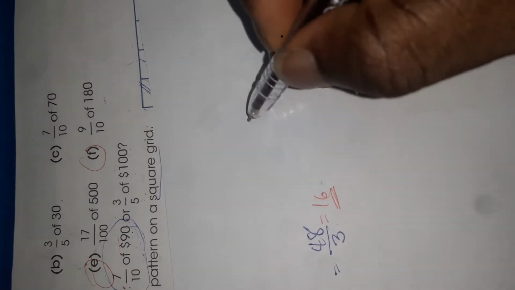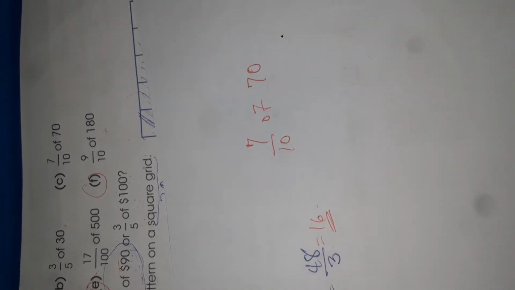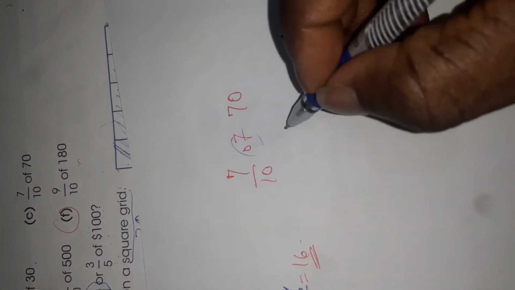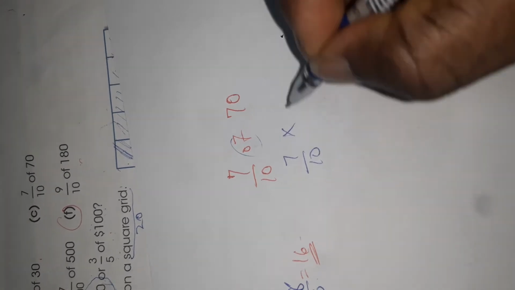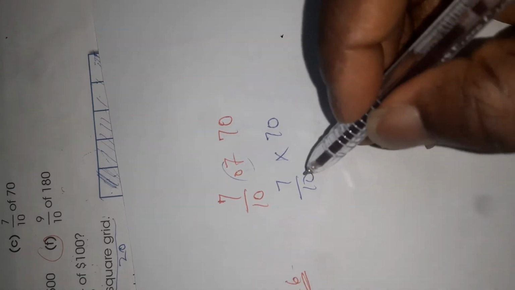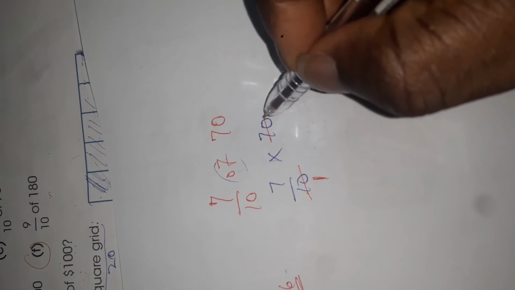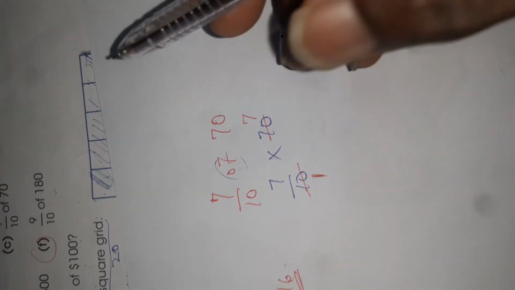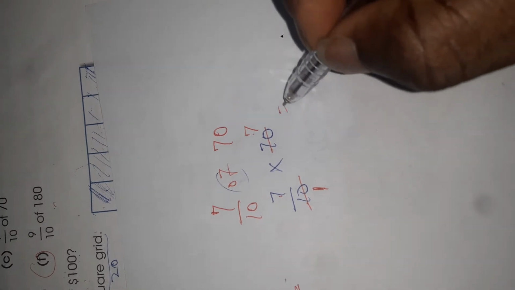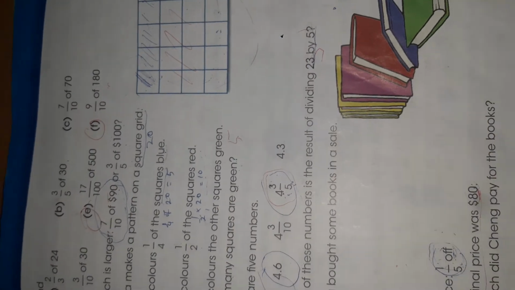Okay, now let me do this question. Question C. 7 out of 10 of 70. 7 over 10 of 70. Now you change this to what? Multiplication. So I have 7 over 10 multiplied by what? 70. Oh, this is so simple. Now I can say 10 can divide itself 1 time and 10 can divide 70 how many times? 7 times. So 7 multiplied by 7, you have what? 49. It's so easy.